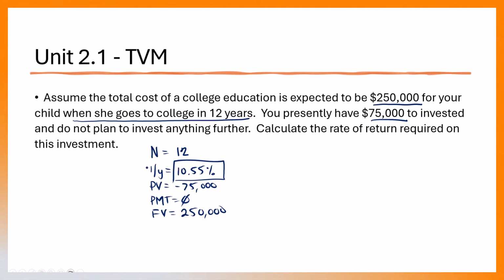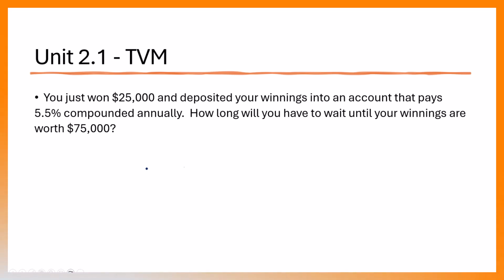All right, 3 more questions. In this next problem, you can see it'll be our first attempt at calculating the number of periods. In this case, it's years because we're assuming annual compounding throughout all these problems that we're working here today. You just won $25,000 and deposited your winnings into an account that pays 5.5% compounded annually. How long will you have to wait until your winnings are worth $75,000?